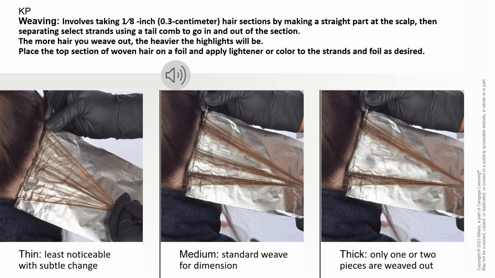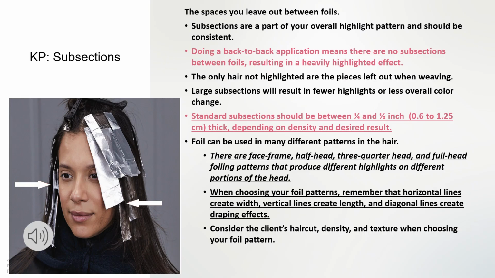Place the top section of woven hair on a foil and apply lightener or color to the strands and foil as desired. Thin, least noticeable with subtle change. Medium, standard weave for dimension. Thick, only 1 or 2 pieces are weaved out. Subsections, the spaces you leave between foils.